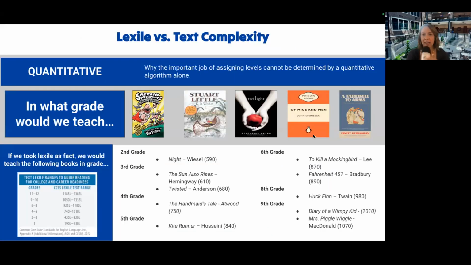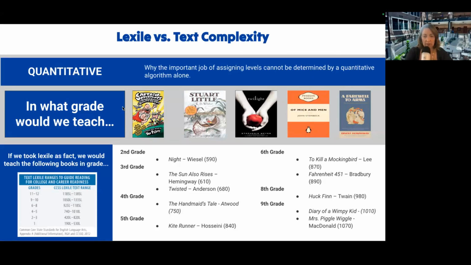Here's a look at why we cannot rely on Lexile alone. I mentioned that the qualitative piece is what takes into account the maturity level or the age appropriateness. 50 Shades of Grey has the same Lexile as Charlotte's Web. So we can't just say, here's a book based on your Lexile. Sentence length, word repetition. We have to take into account that qualitative piece of, is it appropriate? What's the maturity level?